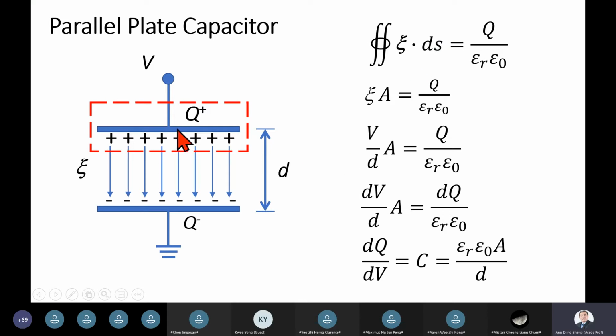So in the parallel plate capacitor, this would be a suitable Gaussian surface, a rectangular surface like this. One side of the rectangular surface is located in between the two plates here, and the rest are shown here. Now for this particular example, we expect the electric field to exist only between the two plates. There is no electric field outside the plate.